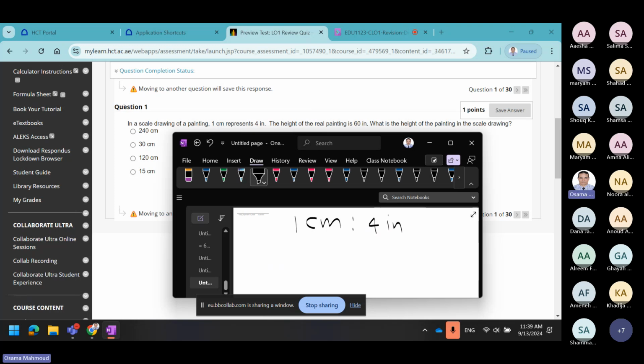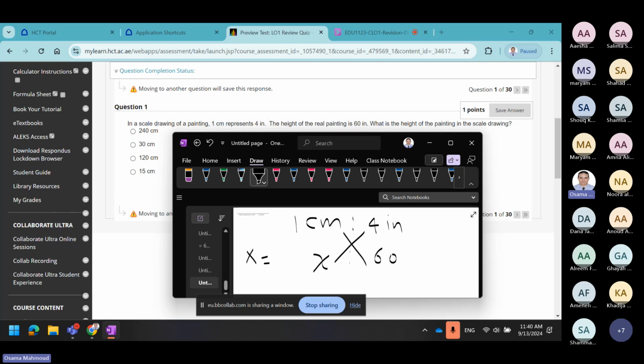The height of the real painting is 60 inches, right? What is the height of the painting in the scale drawing? You draw in terms of centimeters, but the real distance is up to the inch, right? So he's asking for this one. How can you find this one? Yes, just make the cross product.